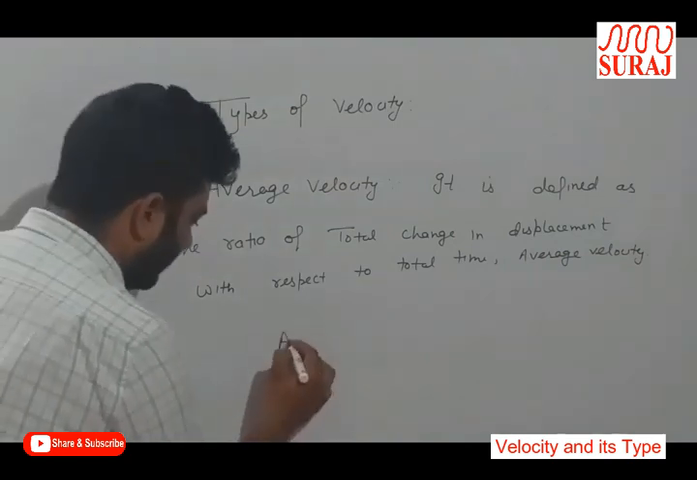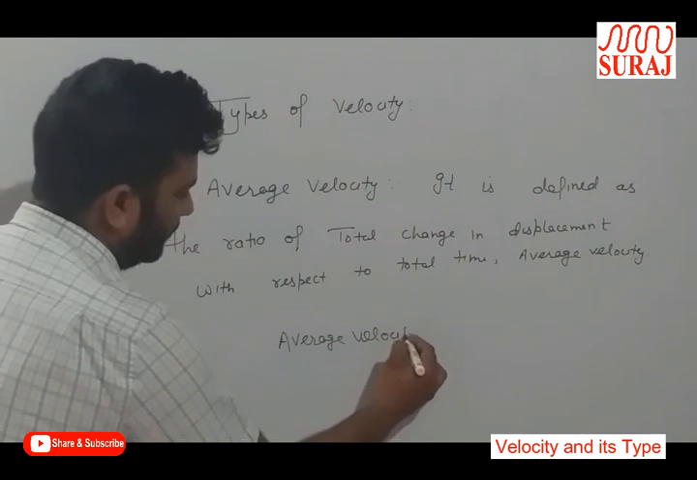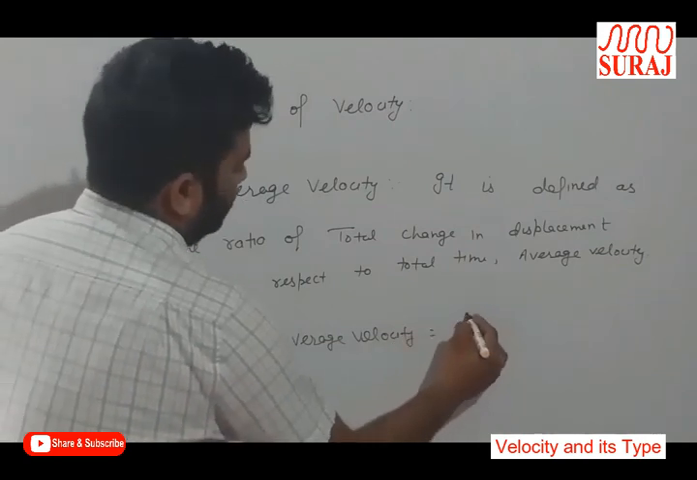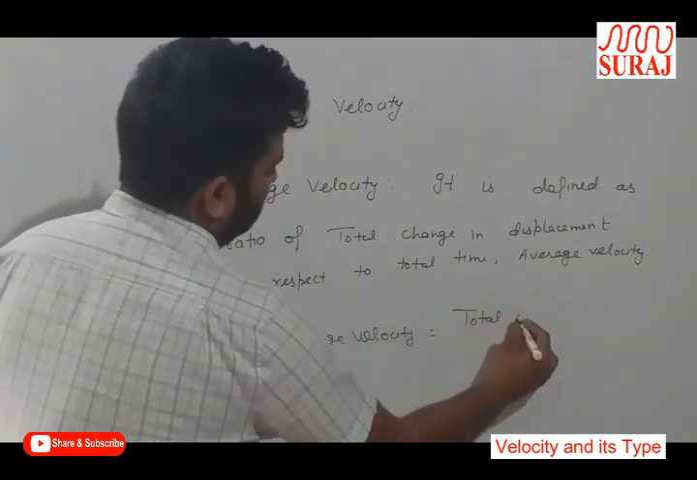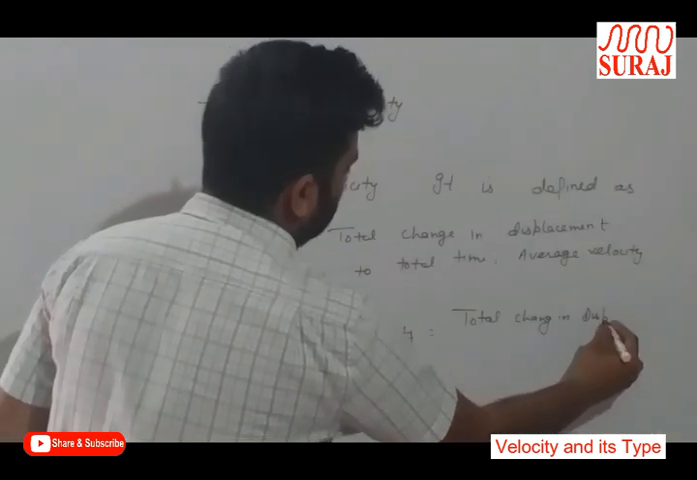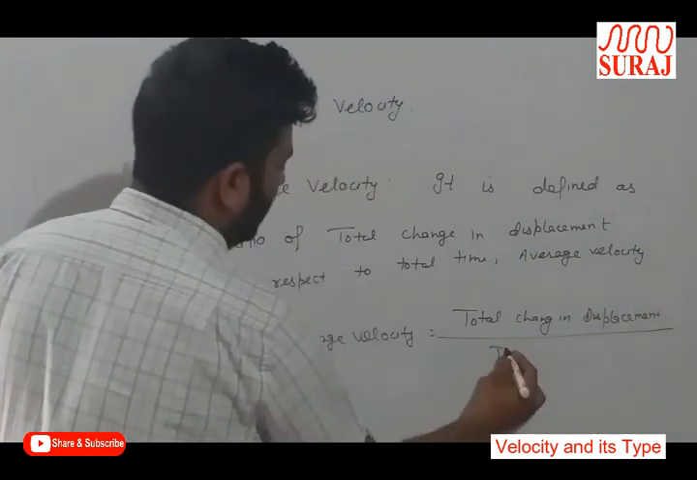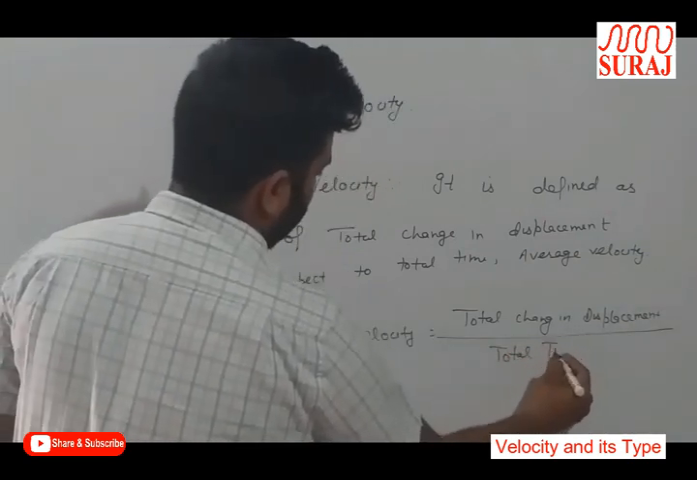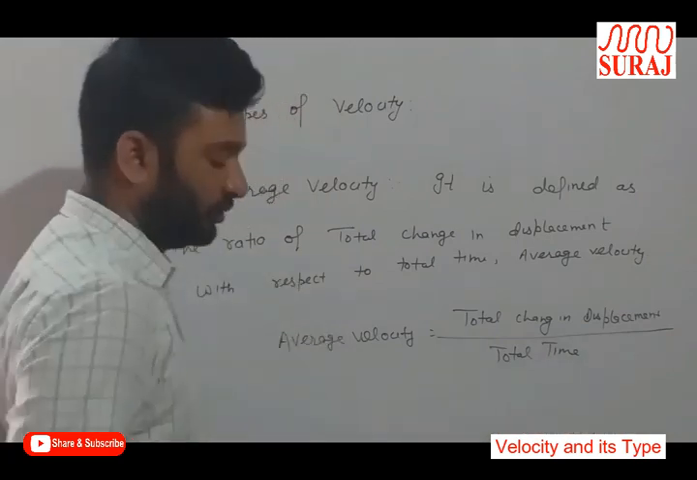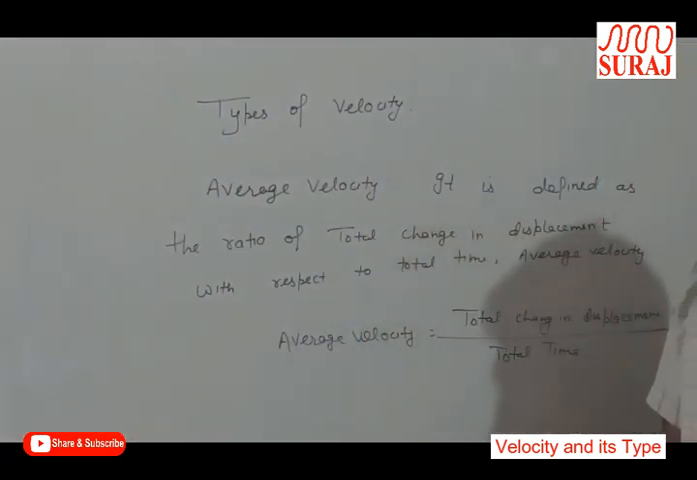So the formula for average velocity is equal to total change in displacement upon total time. Total change in displacement upon total time. This is called average velocity.